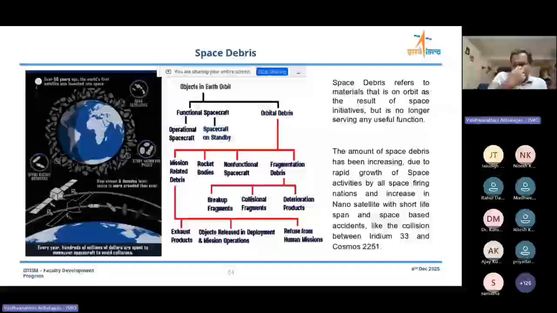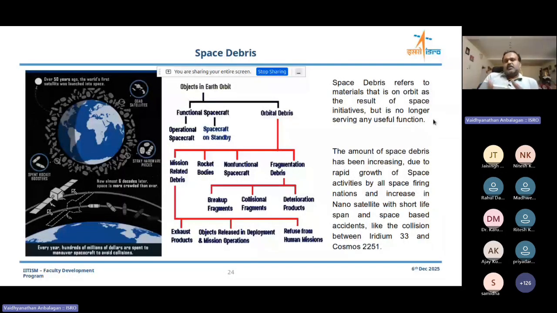I was telling you the final stage after putting the satellite goes into the orbit, right, as a dead body. That dead body is called a debris. So here, generally, space debris refers to material that is in an orbit as a result of our space initiative, but it no longer serves any useful function.